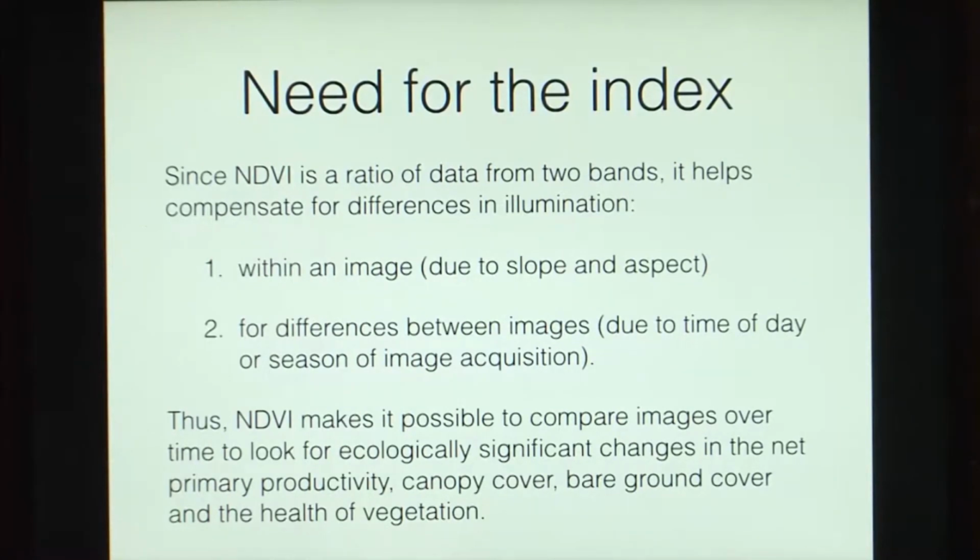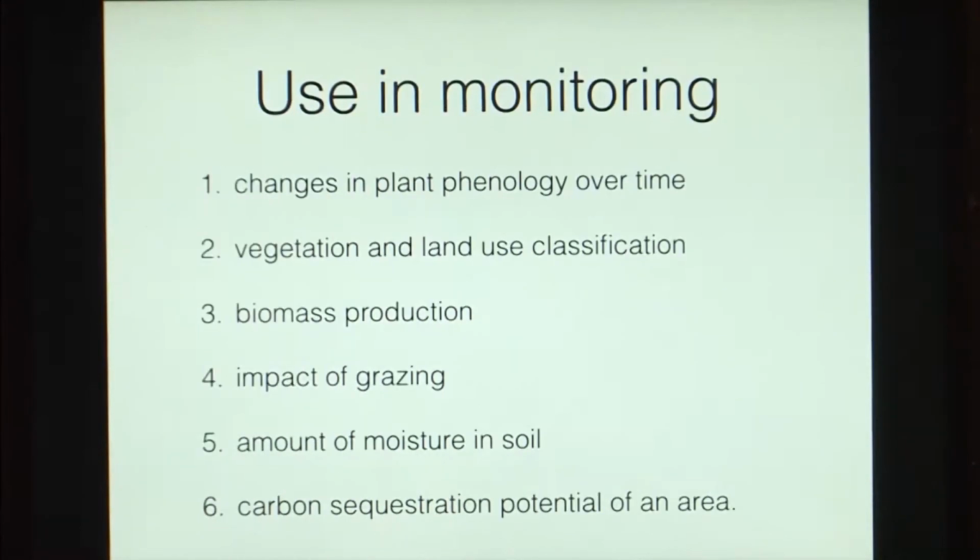So, net primary productivity refers to how much of the sunlight is being converted by vegetation into biomass. So, that is the net primary productivity. It can tell us ecologically significant changes in canopy cover, bare ground cover and the health of the vegetation. So, where do we use NDVI?